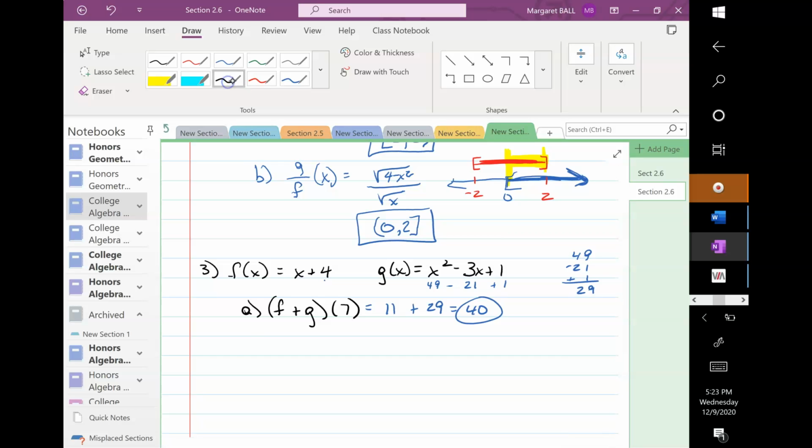Okay, and then let's see, part B. Find f times g of 0. Okay, so again, I don't want to multiply those two functions together and then plug in 0. I just want to plug in 0 to the f function, plug 0 into the g function, and then multiply them. So plug 0 into the f function, 0 plus 4 is 4. Plug 0 into the g function, 0 squared is 0, minus 0, plus 1. It's 4. Easy peasy.